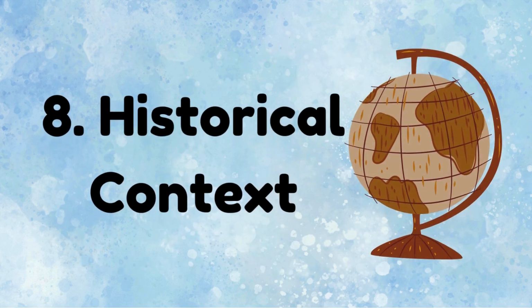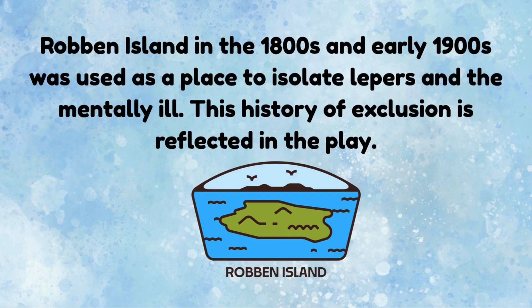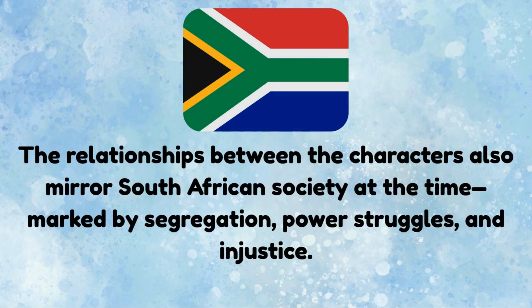Number 8. Historical context. Robben Island, in the 1800s and early 1900s, was used as a place to isolate lepers and the mentally ill. This history of exclusion is reflected in the play. The relationships between the characters also mirror South African society at the time, marked by segregation, power struggles, and injustice.